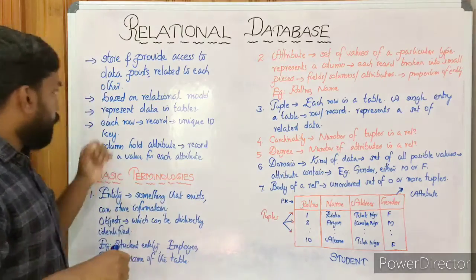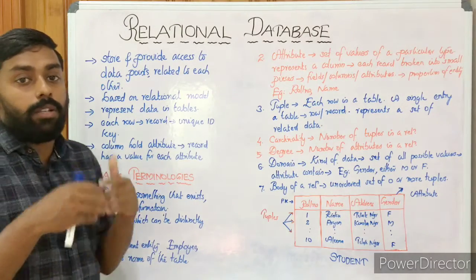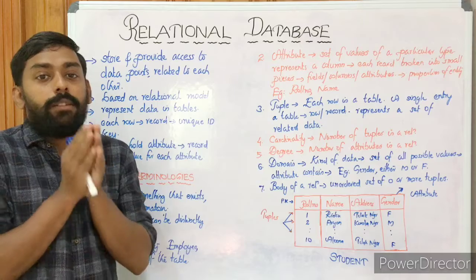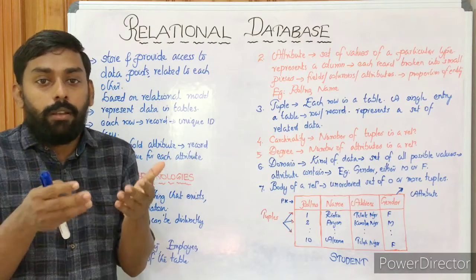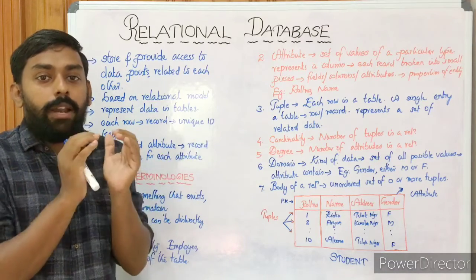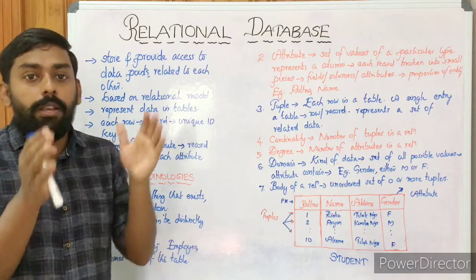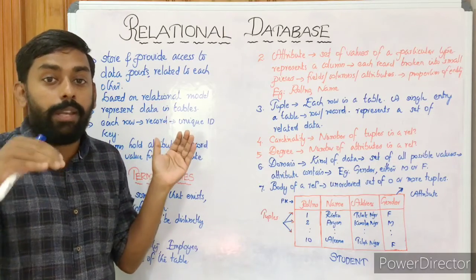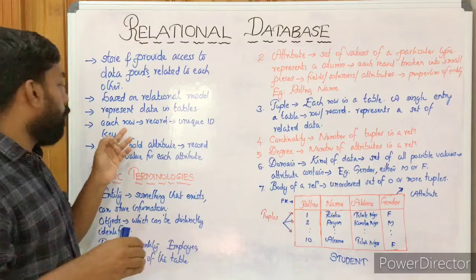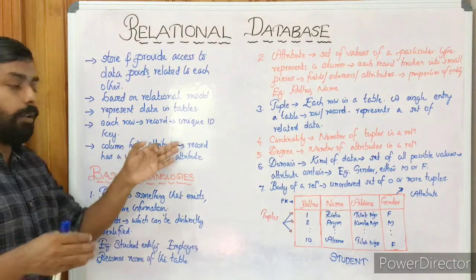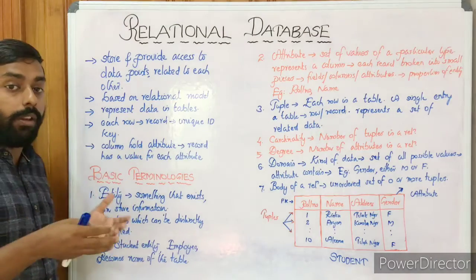So this is all about relational database. A relational database stores and provides access to data points that are related to each other, and it stores data in tables. A table consists of rows and columns. Each row is identified by a unique ID, that's called a key. Then a column holds an attribute, and a record has a value for each attribute.